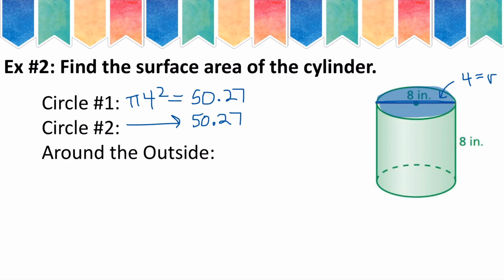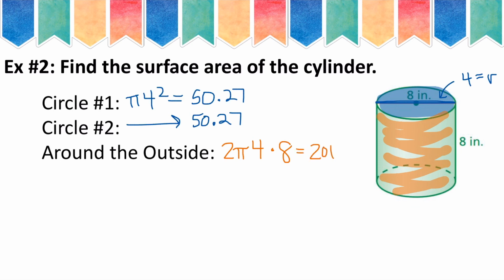Now, for around the outside of my cylinder, I will use 2 pi r h. So 2 pi, my radius is 4, multiplied by my height of 8. And that is 201.06. So my total surface area, if I add them all together, is approximately 301.6 inches squared.